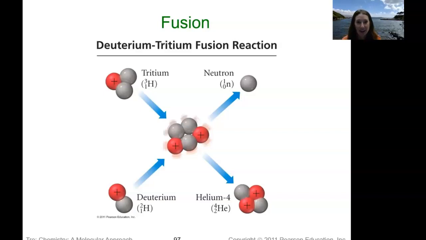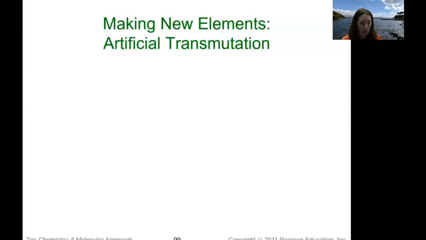So still working on it. Huge potential. We spent billions of dollars in research on our fusion reactors. So hopefully soon we'll get them to work, because if this works, then energy is no longer an issue for the world. Okay, so our last thing we're going to talk about today is artificial transmutation.